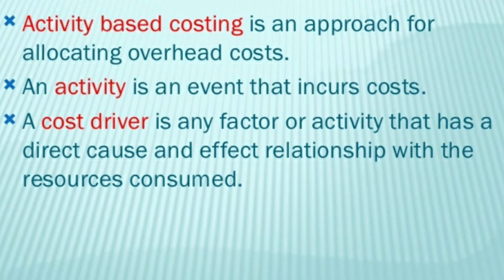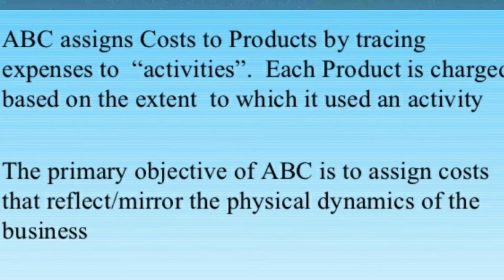ये आपको बताया था हमने कि ABC assigns cost to products by tracing expenses to activities. Then each product is charged based on the extent to which it is used in an activity. आपको ये भी ध्यान रखना है, the primary objective of ABC is to assign costs that reflect the physical dynamics of the business. तो इसका जो main purpose है वो होता है assignment of costs, and ABC system addresses the following main questions.